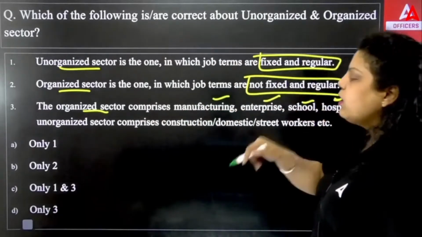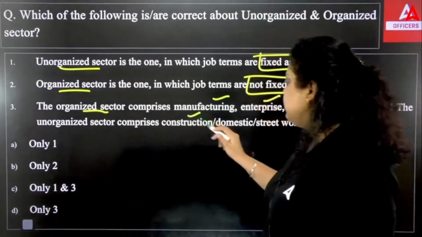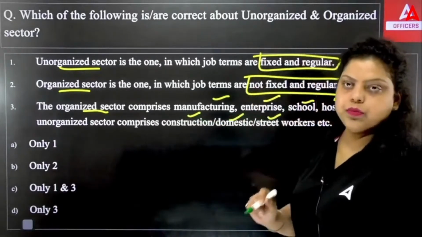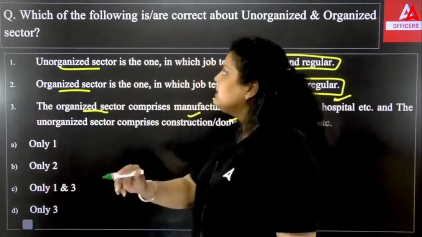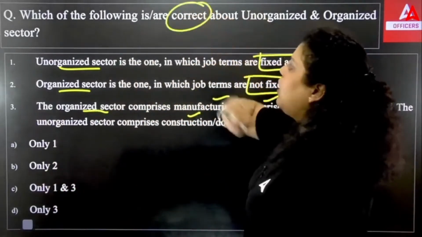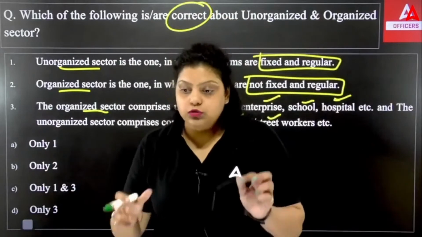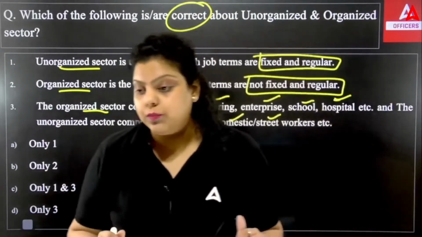And the unorganized sector covers the construction workers, domestic workers, street workers. So these are the three statements. Out of these three, you have to tell me which of the following is correct about the organized and unorganized sector. Now, first of all, I will let you know what is the organized sector.